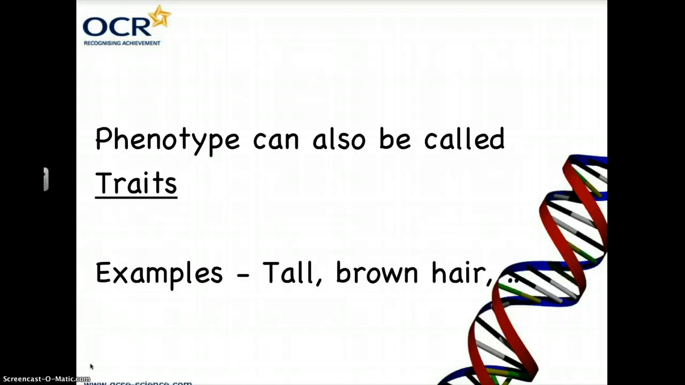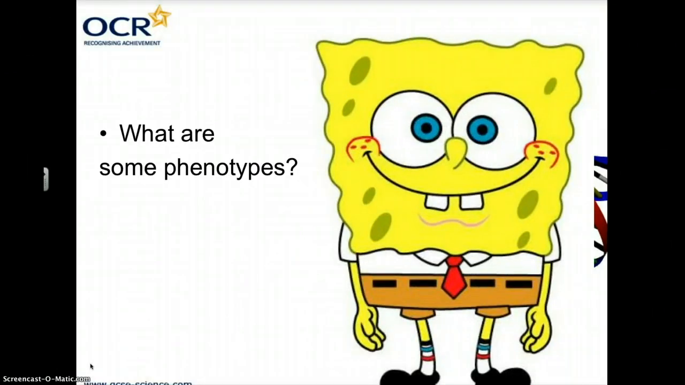Some examples are tall or brown hair, or if you're talking about plants, it's purple flowers or white flowers. These are called traits, or the phenotype, what it physically looks like, basically what you can see. So if you look here, our good friend SpongeBob, I'd like you to think about some of his phenotypes. What I'd say right now is just pause it for a second and try to think of some phenotypes of SpongeBob. Then I'll go through a bunch. So go ahead and pause it.